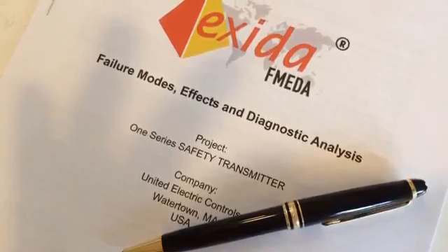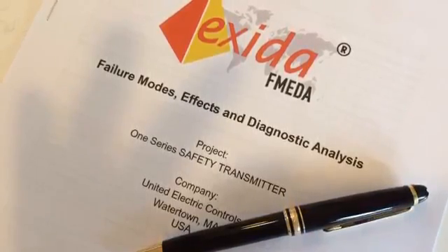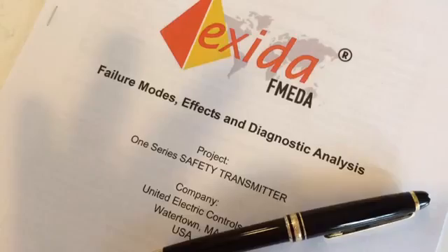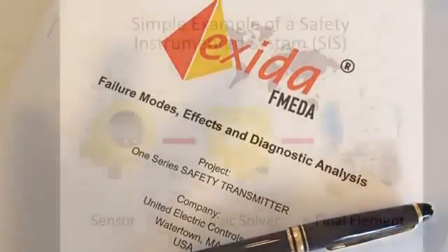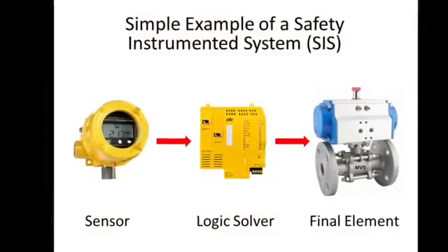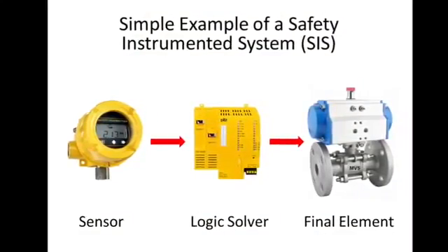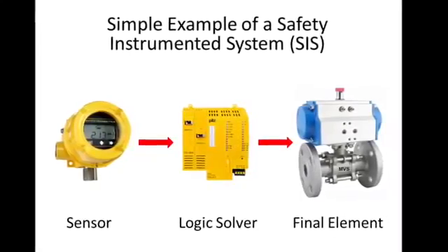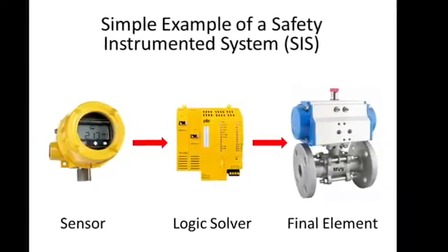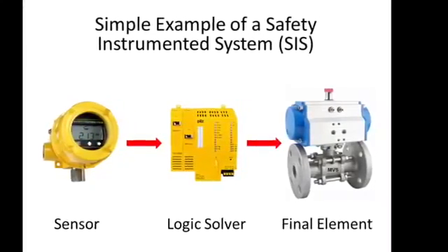In this short video, we'll explore how to get more functionality from your safety transmitter. Traditional safety systems that follow the IEC 61511 standard consist of three major components: a sensor, or a transmitter, a logic solver, or a safety PLC, and the final element, which is often a pilot valve.